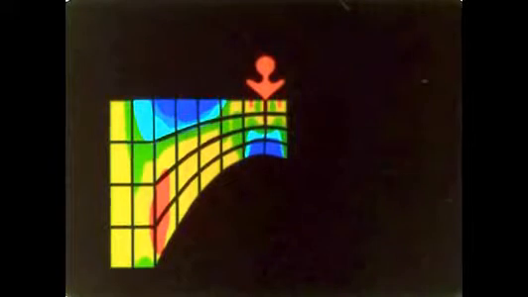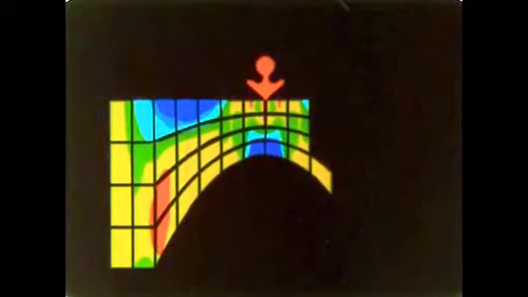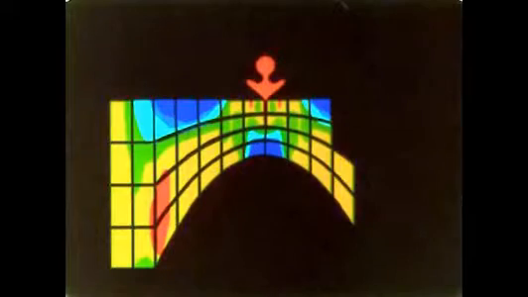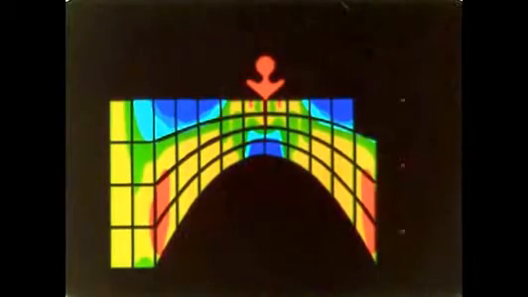In this example, we're showing the stresses as a contour diagram, with the areas of greatest compression shown in red and greatest tension in dark blue.